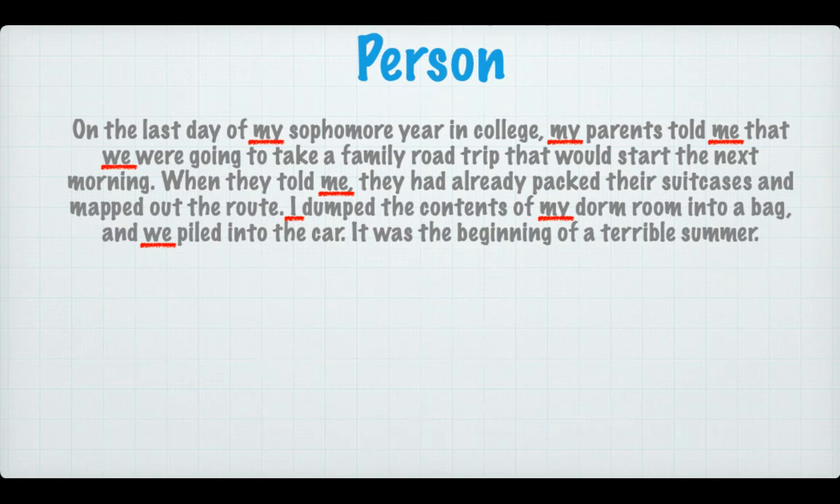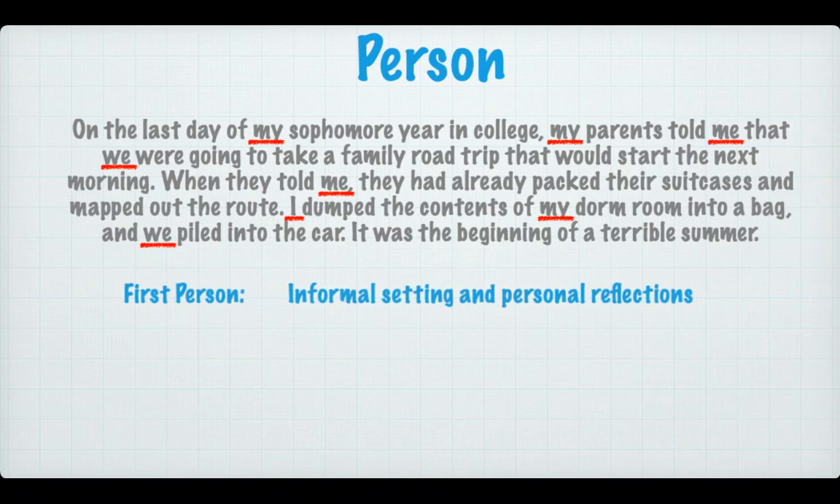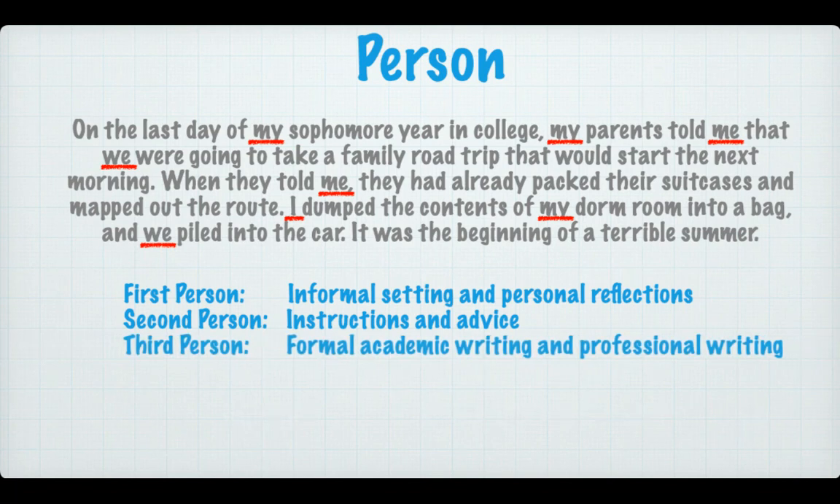So, why use specific person or point of view when writing? Well, different perspectives are appropriate for different types of writing. When writing or revising, double check any assignment guidelines to make sure that you're using the correct one. Here are some common examples of used points of view in different genres. First person is generally used for informal writing and personal reflections. Second person is often used for instructions and advice. And third person for formal academic writing and professional writing.